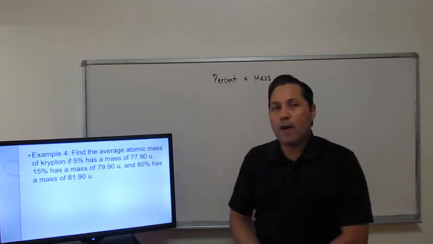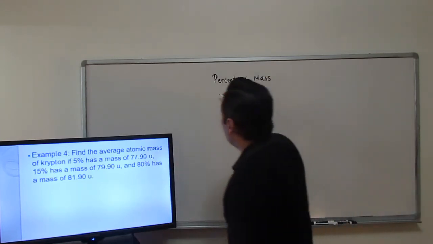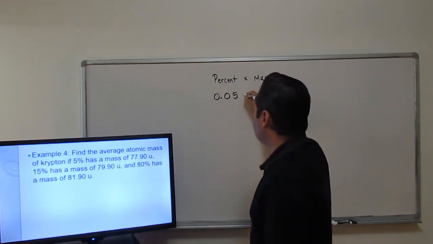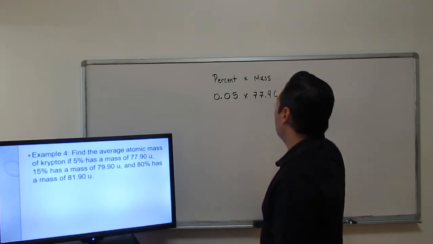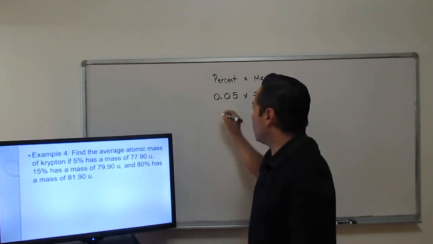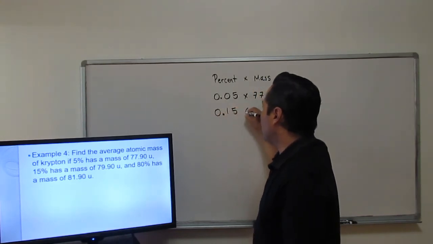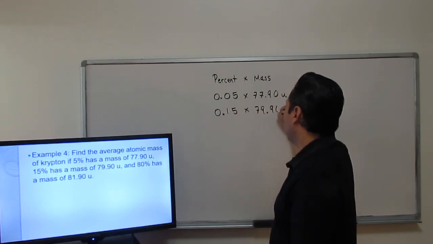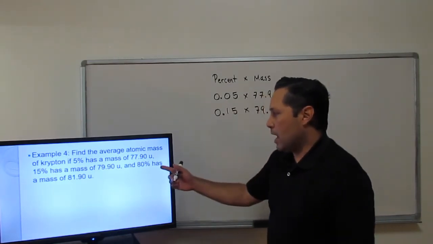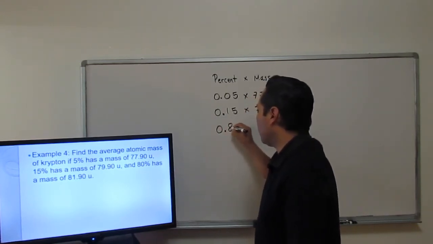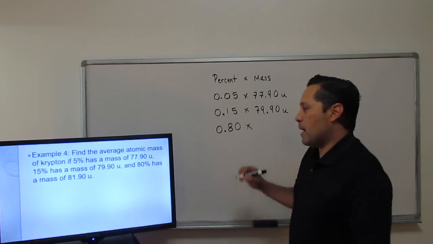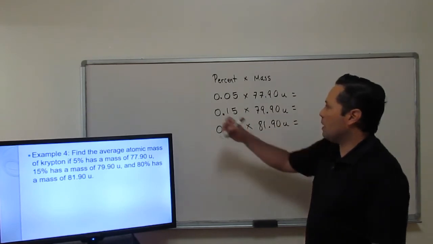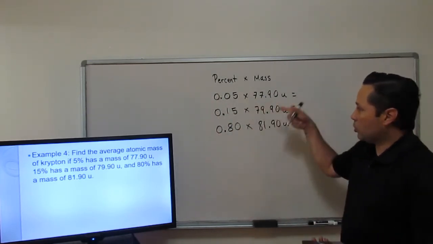Let's get the percent. 5% as a decimal is 0.05. 0.05 has a mass of 77.9 U. Next one, 15% as a decimal is 0.15, and has a mass of 79.9. And finally, 80% as a decimal is just 0.8, and that has a mass of 81.9. So again, same thing. Now we have 3 isotopes, so therefore that's 3 lines.